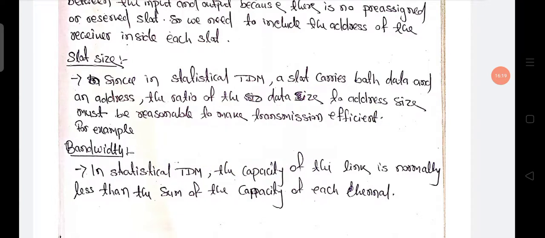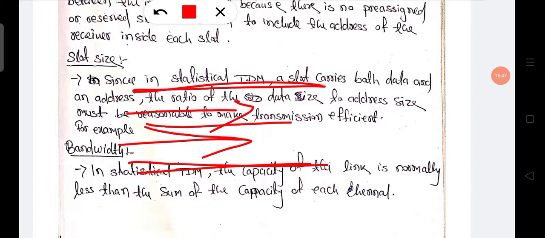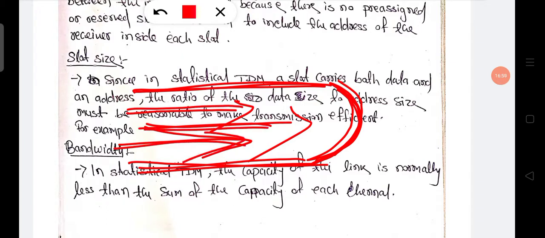Next, in statical TDMA, the capacity of the link is normally less than the sum of the capacity of each channel. That means in statical TDMA, the capacity of the link through which all the data will be transmitted, this bandwidth, is normally less than the sum of all the inputs' or channels' capacity.